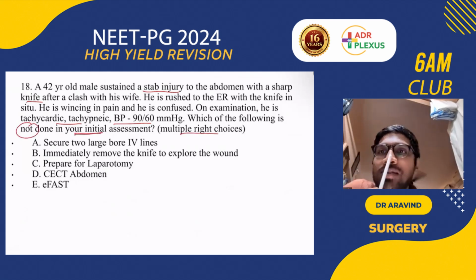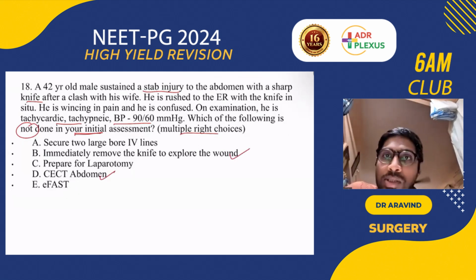Okay, multiple right answers. Yeah, it is CT of the abdomen and not removing the knife. Very, very important point: you should never remove the knife in the emergency room. You always have to take the patient for laparotomy in the OT after everything is stabilized: airway, breathing, circulation. Then only you take out the knife, and there should be adequate control because it might injure the aorta or IVC.